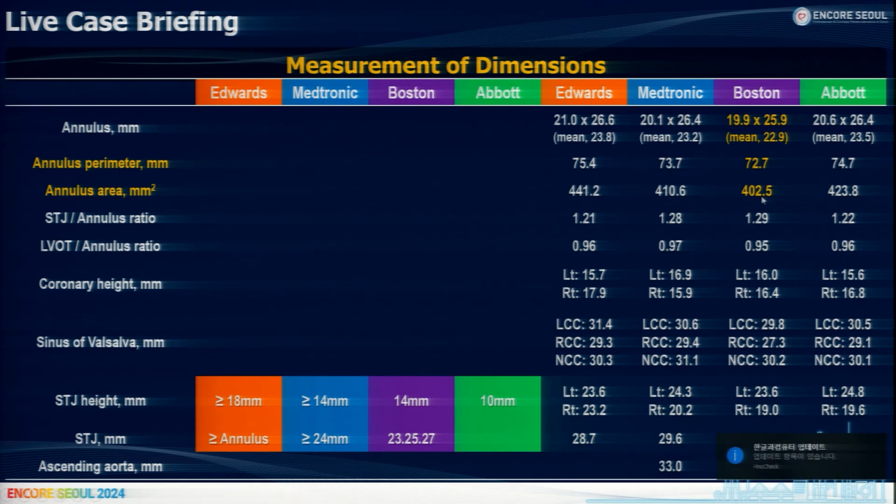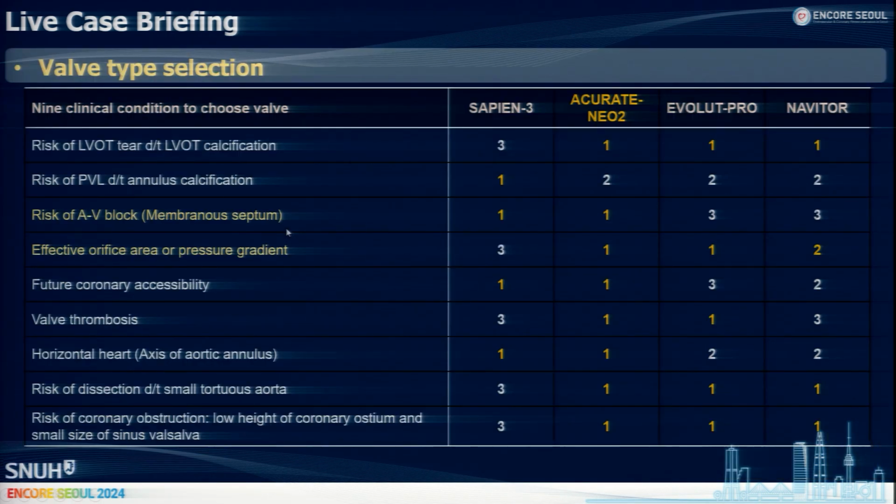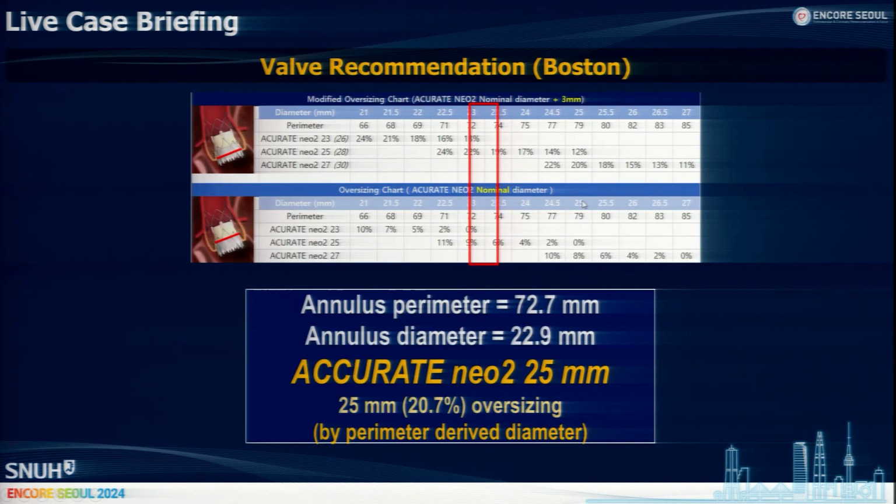Otherwise, no problem, plus when you select one valve out of 4 in Korea, I always consider clinical situations. In these patients, there are 2 factors, risk of AV block and small annulus requiring wider orifice area. In this aspect, I think Accurate Neo is the preferable valve type. Plus, we chose 25 millimeter Accurate Neo. Actually, its landing zone diameter is 28, leading to 20% oversizing. That is my favorite digit.